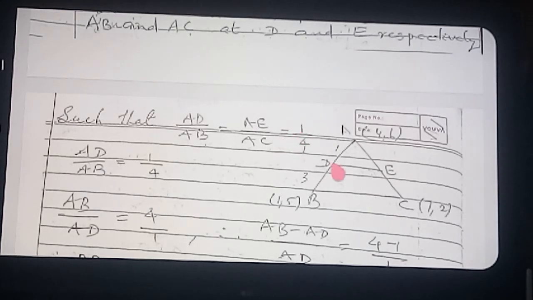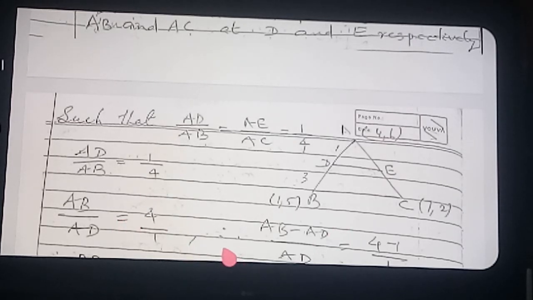From this, in this way we can't find out the coordinates of D. If we get the ratios AD by DB and AE by EC, then only by the section formula can you find out the coordinates of D. So what do you want to find out now? You find out the AD by DB ratio and the AE by EC ratio first. That finding out process I have written here.